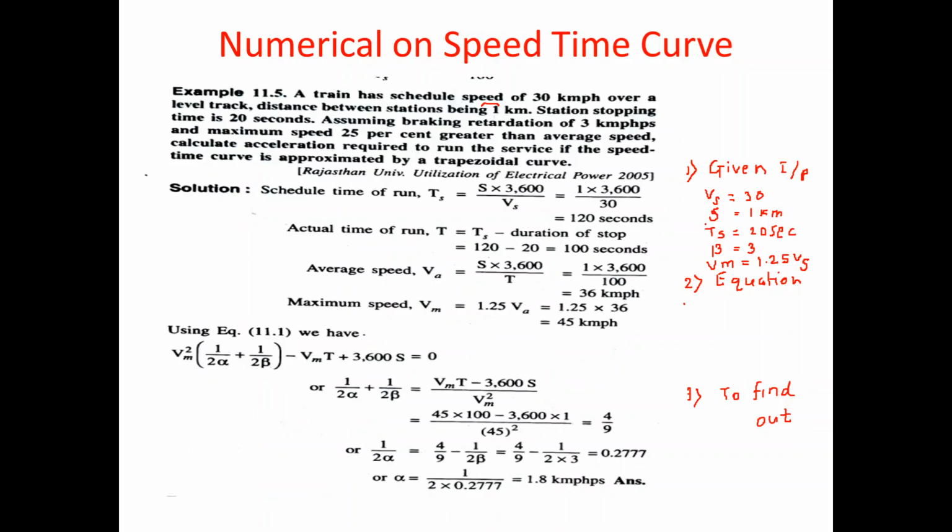Calculate the acceleration required to run the service. So now what is asked? Let us write what is to be found out. The acceleration required to run the service if the speed time curve is approximated by a trapezoidal curve. So now we have to find alpha for all this data given.